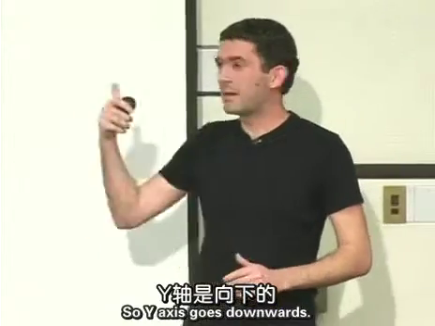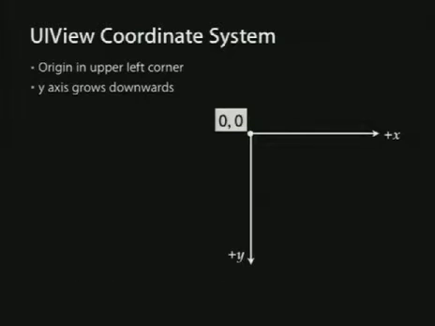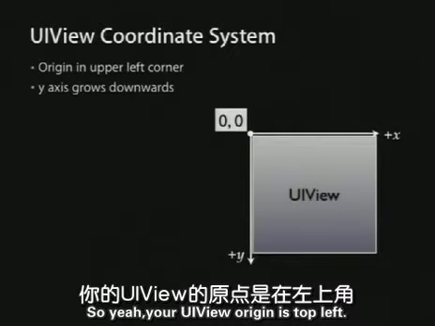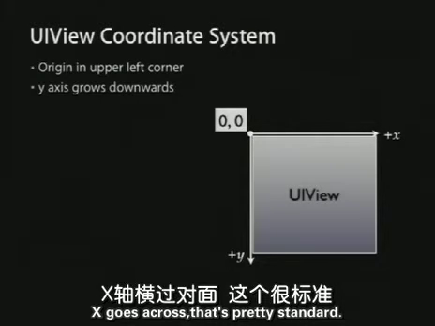So the y-axis goes downwards. This is the opposite of what you might be used to if you've done any programming on the Mac. So your UIView origin is top left. X goes across, that's pretty standard. Y goes down.